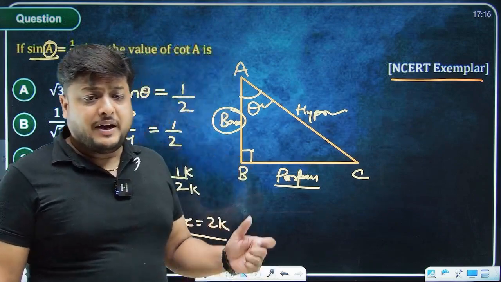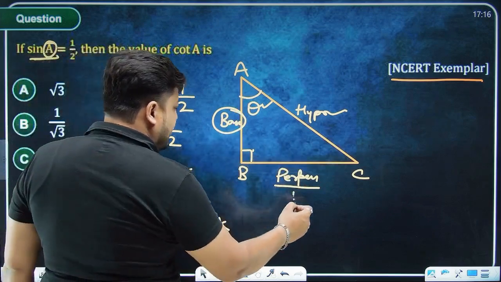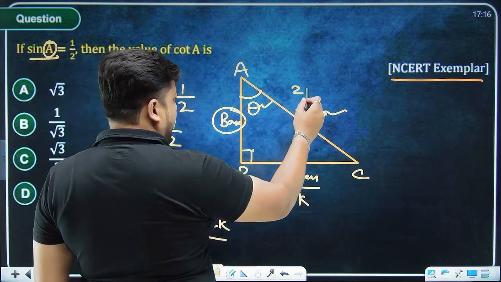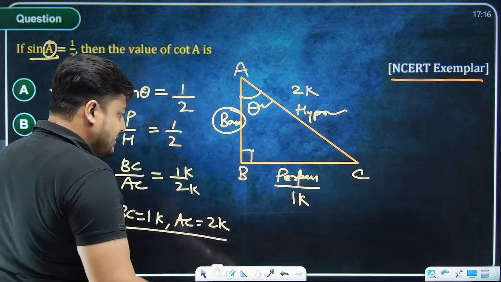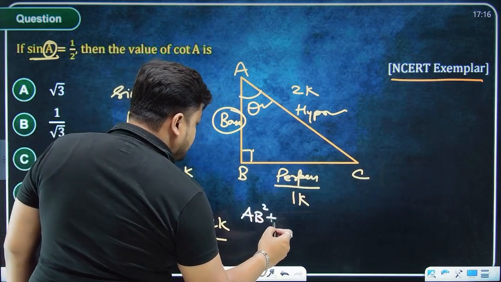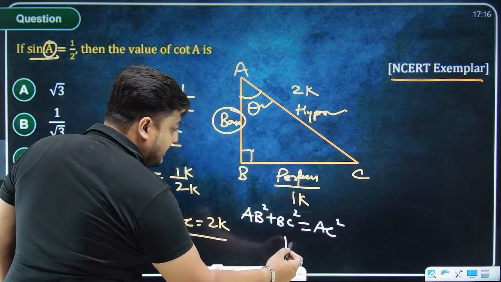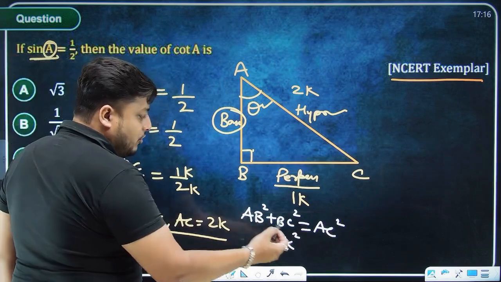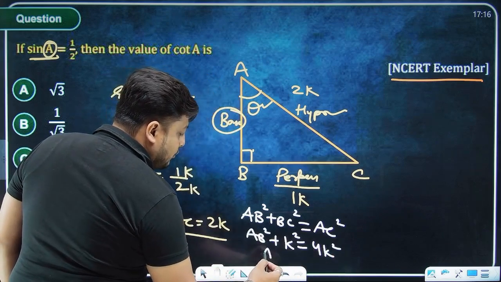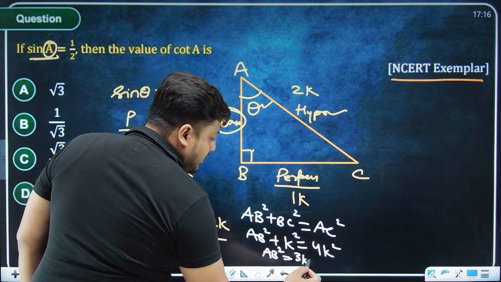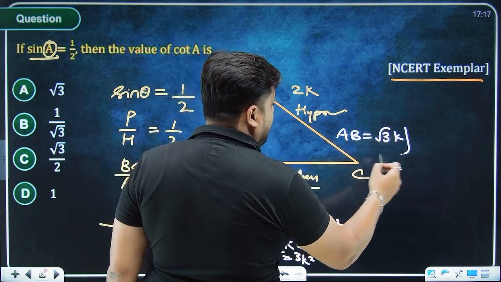You all know what the Pythagoras theorem is, right? So using the Pythagoras theorem in this triangle, if we have BC that is 1K and AC that is 2K, what will be AB? So AB square plus BC square equals AC square. Is it okay? So BC is 1K, that is K square. AC is 2K whole square, that will be 4K square, plus AB square. So AB square will be 3K square. Okay. So AB equals root 3K. Got my point?